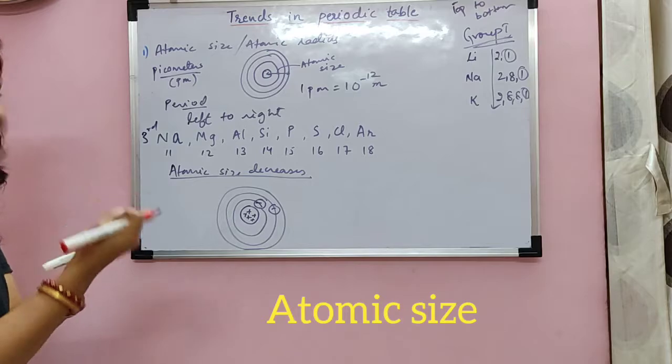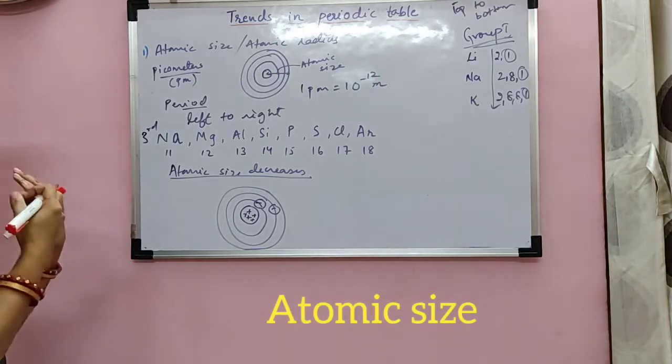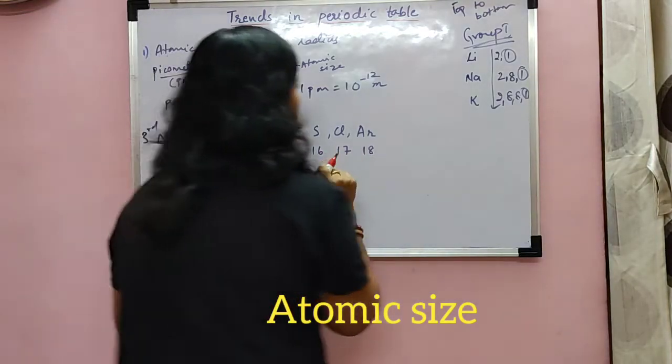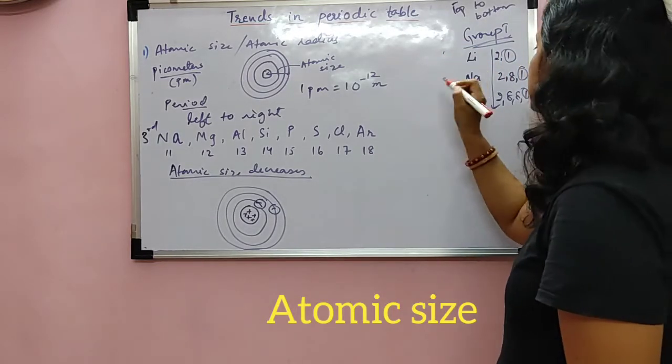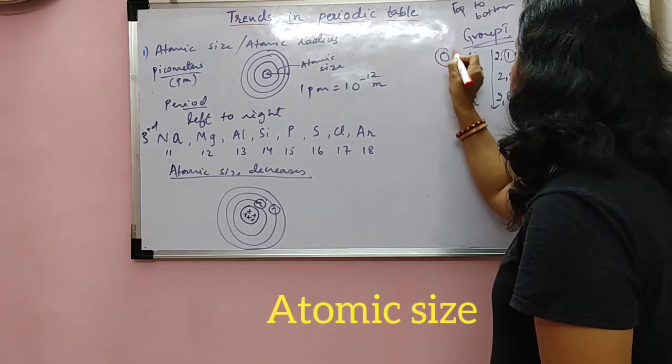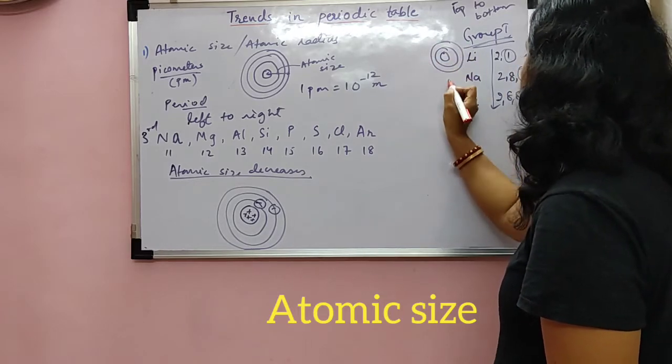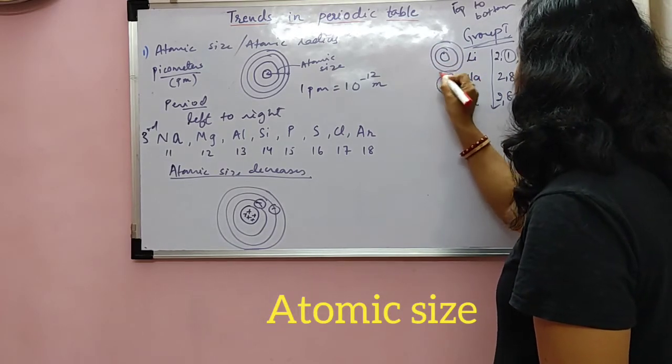So, that's why the size is decreasing as we move from left to right. Now, let us see what happens in a group. In a group, at every level, one extra shell is added. So, here you can see this is the nucleus, one shell, two shells, then three shells.